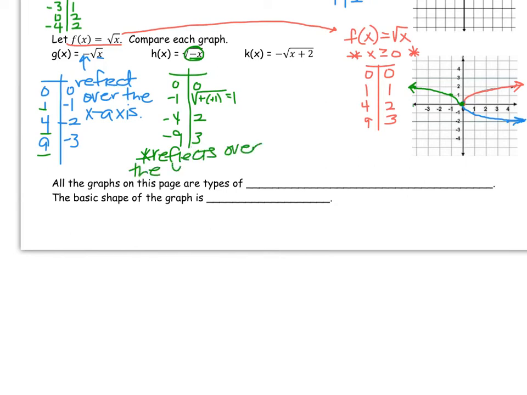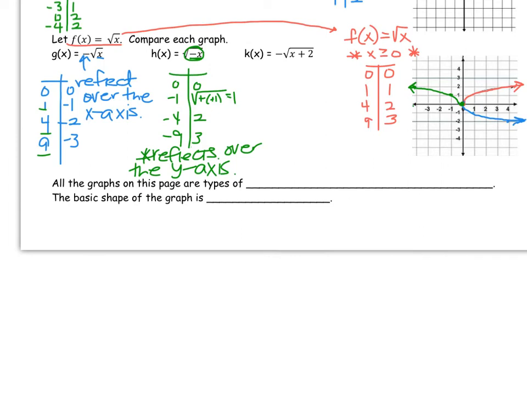Make sure to write that down. Reflects over the y-axis. If the negative is on the outside of the parent function, it reflects over the x-axis. However, if it's on the inside, we have to be really careful how we create our table, and it reflects over the y-axis. Now look at k of x.